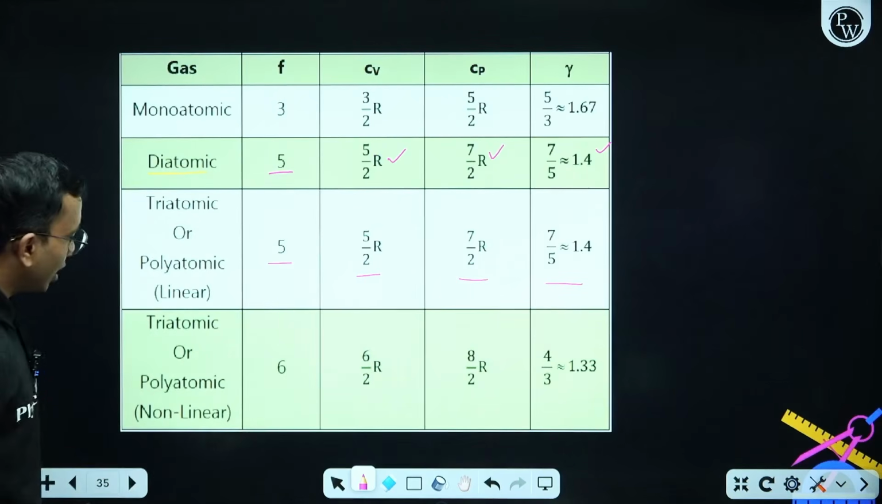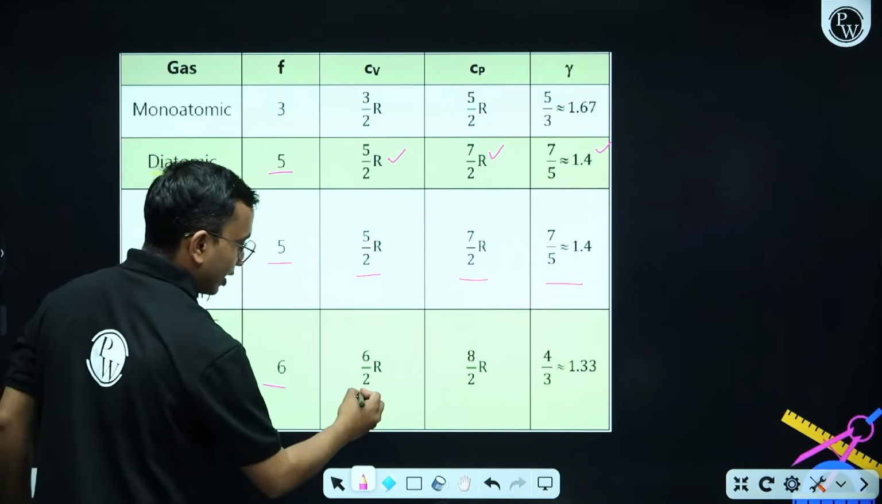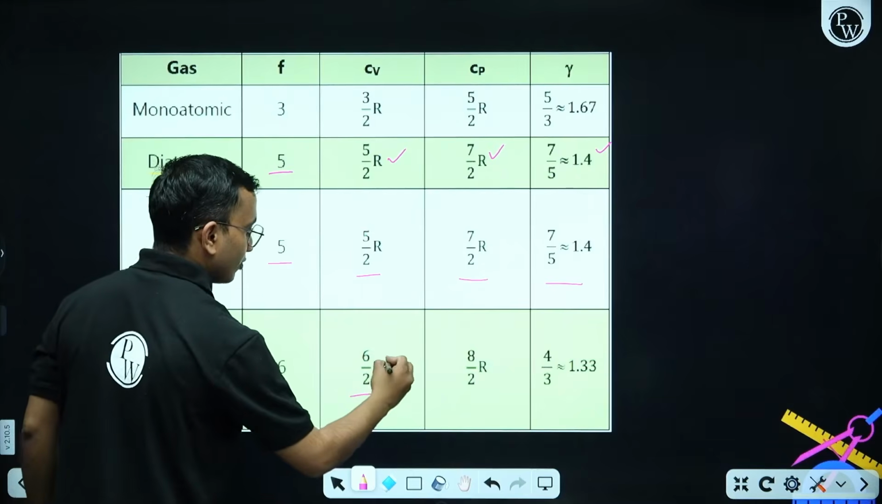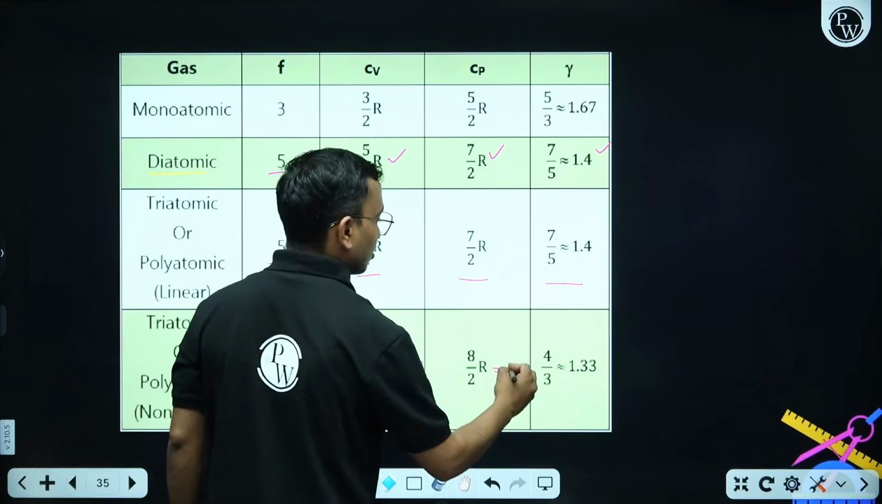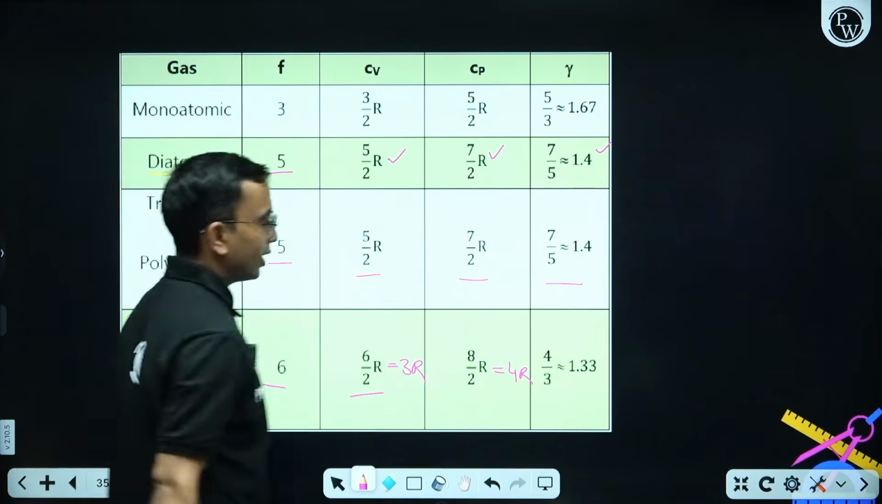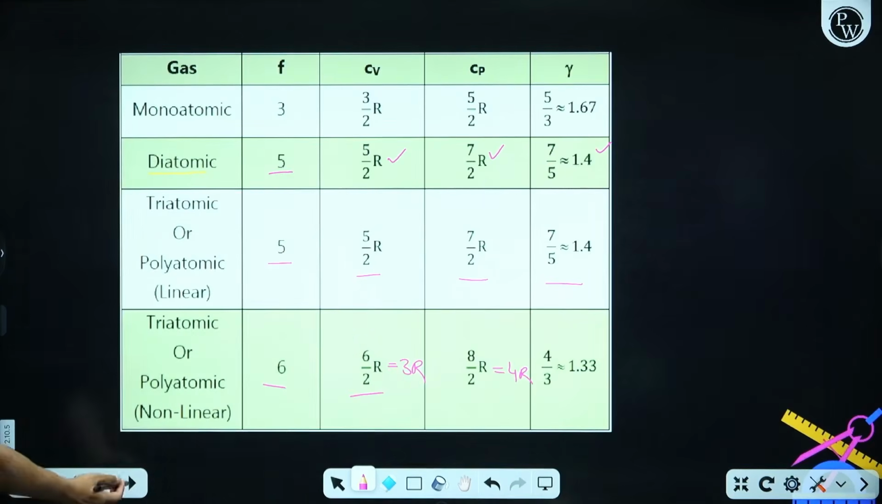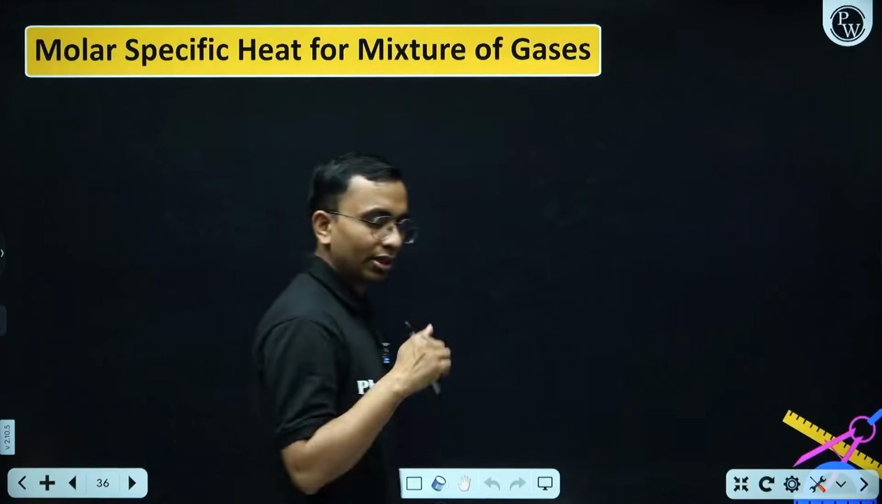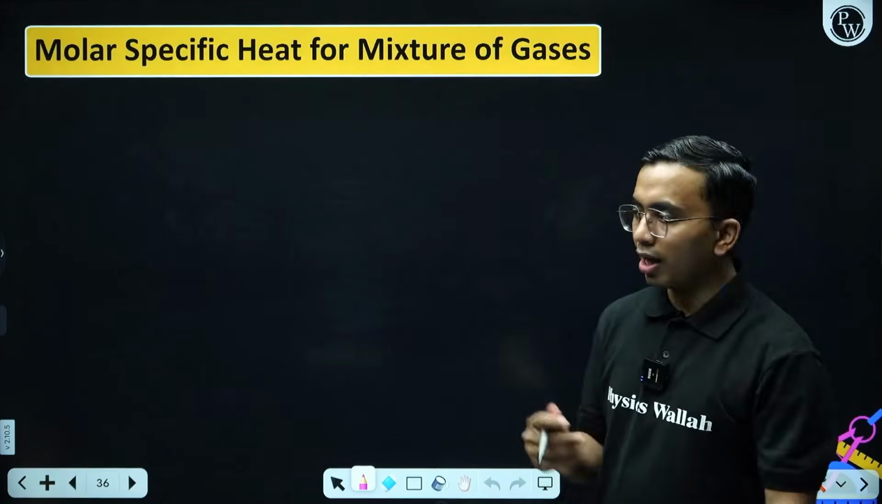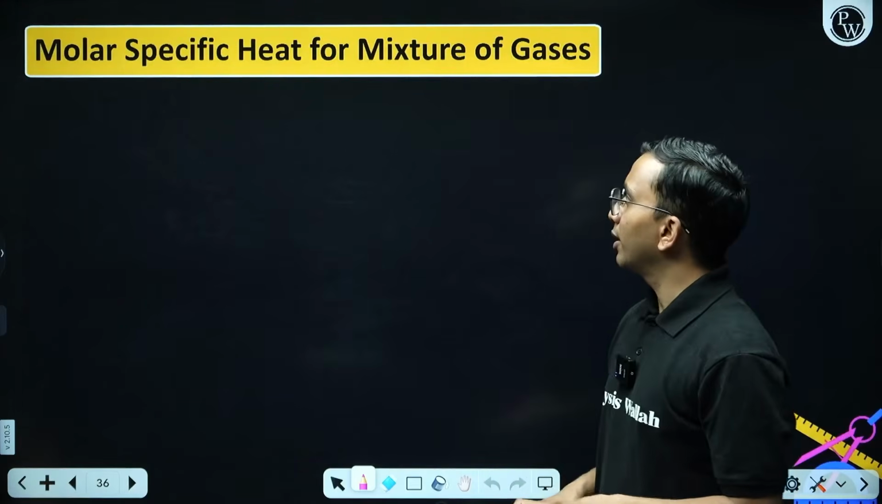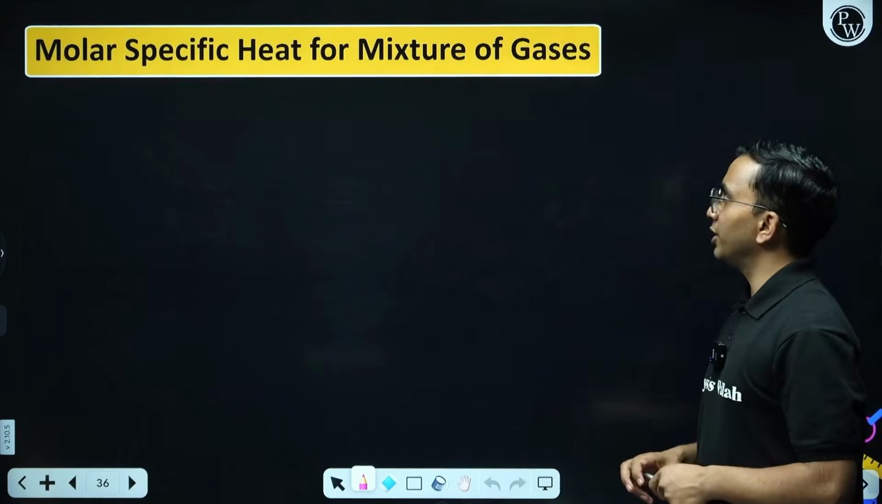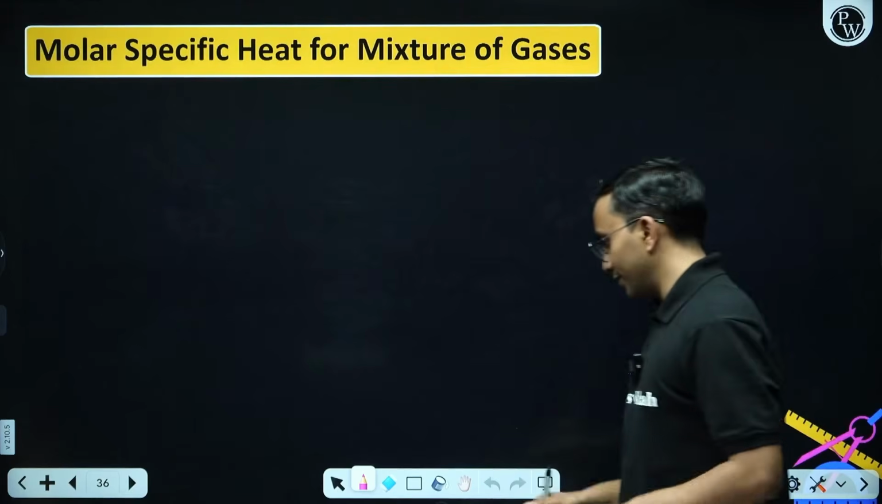For non-linear, here degrees of freedom is 6, so Cv will become 6 by 2R, which is my 3R. And Cp is equal to 3R plus R, that is my 4R. Gamma is 4 by 3, that is 1.33. Okay, so these things you should remember, keep that in mind, because this gamma for monatomic, diatomic, or Cp, Cv, these things are needed. Now molar specific heat for a mixture of gases.